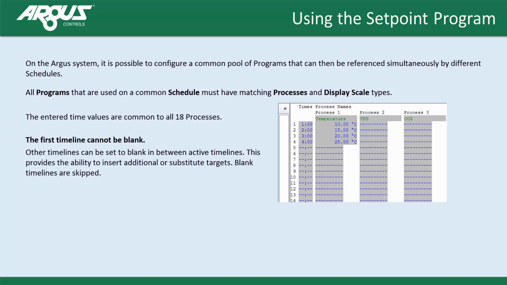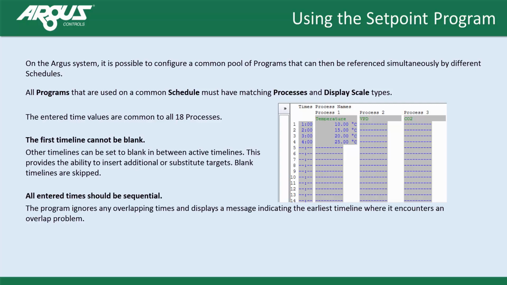The first timeline cannot be blank. Other timelines can be set to blank in between active timelines. This provides the ability to insert additional or substitute targets. Blank timelines are skipped. All entered times should be sequential. The program ignores any overlapping times and displays a message indicating the earliest timeline where it encounters an overlap problem.